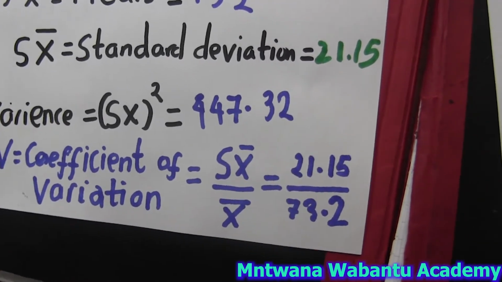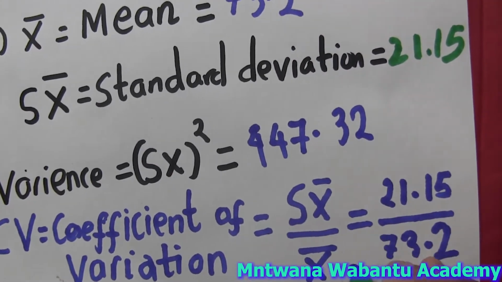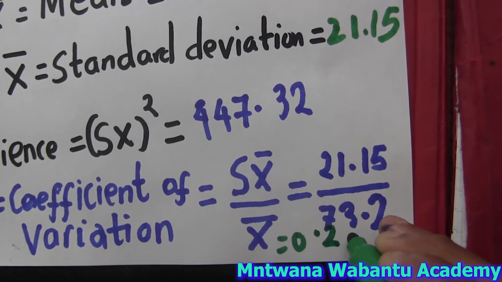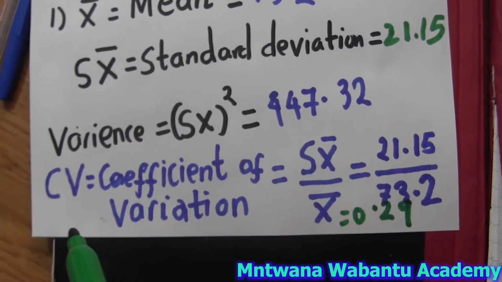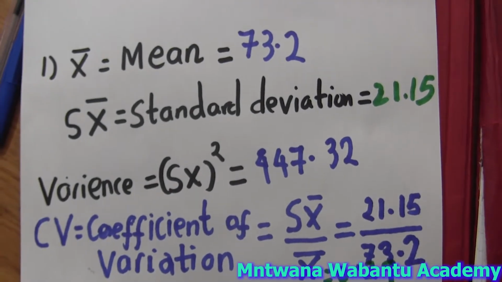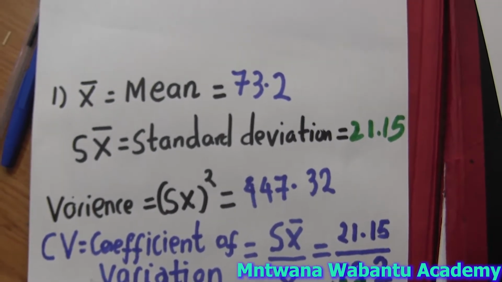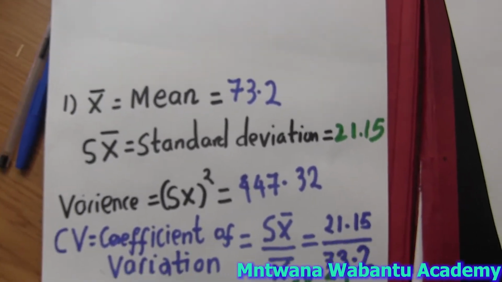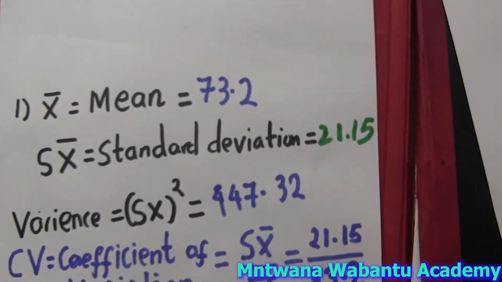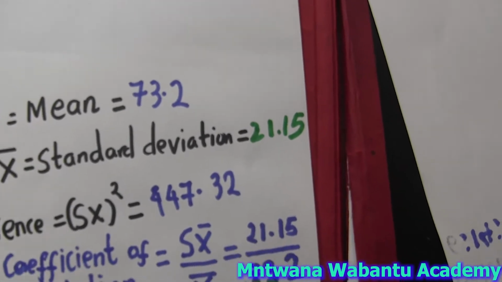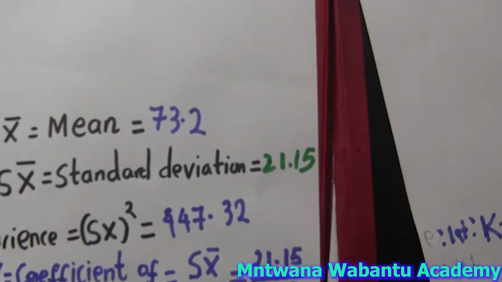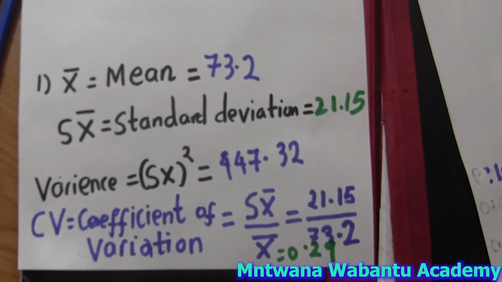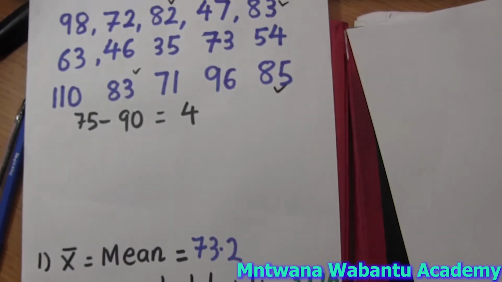The space is not enough here, but I can just write 0.29, and that's going to be the coefficient of variation. According to the question, they didn't ask us all of these. They only wanted the standard deviation, but I'll show you so that you know in the future. We'll probably start a question with finding the mean, how to find the standard deviation, and how to get the coefficient of variation. So yeah, that's how you do this question.